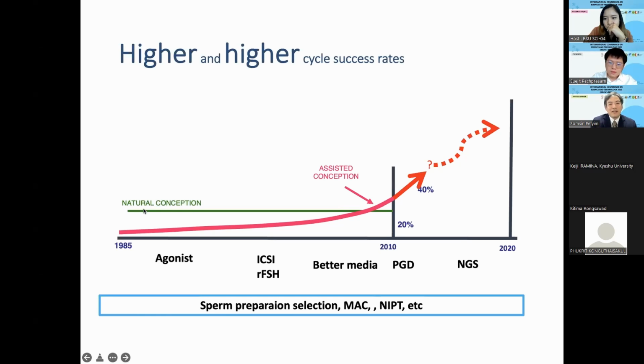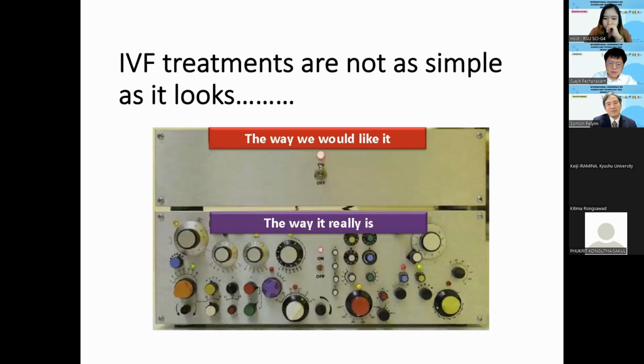So it seems the success rate of treatment is getting higher and higher. In the past, we expected natural conception to be around 30%, but for IVF it seems to go higher than 30%. And with techniques like PGT, NGS, or genetic testing, the success rate goes up, and in the future we expect to get more.